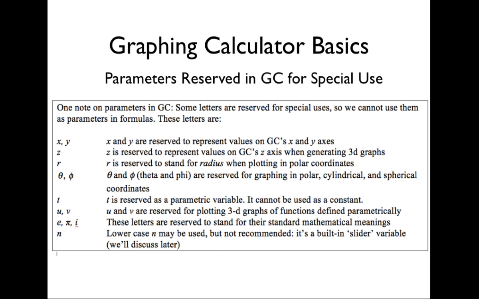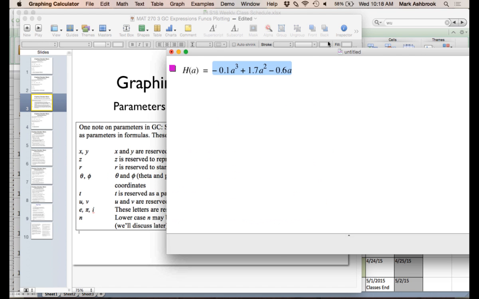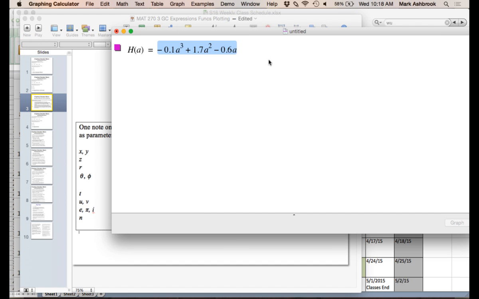You don't want to use those as variables. And then lowercase n, have we seen that before? So n, when you use lowercase n, it opens up an automatic slider or a controllable variable that the user can control the value of the variable n. So when we're defining names of functions and parameters and variables, we want to avoid these symbols. We want to avoid these, okay? So you should have defined your function this way, okay?